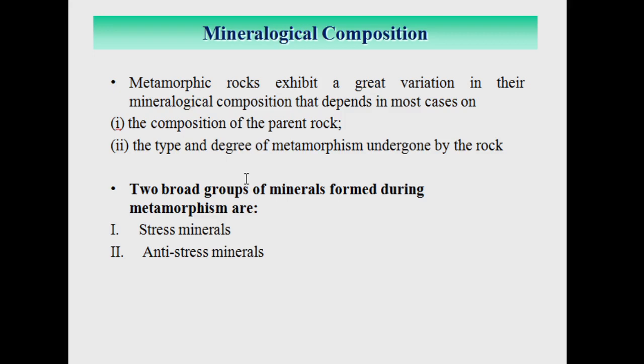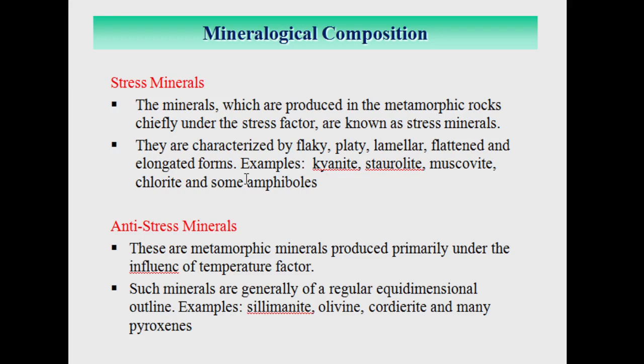Depending upon this, the mineralogical composition is grouped into two broad groups of minerals formed during metamorphism: stress minerals and anti-stress minerals. So what is meant by stress minerals? Those minerals which are produced in the metamorphic rock chiefly under the stress factor are known as stress minerals.